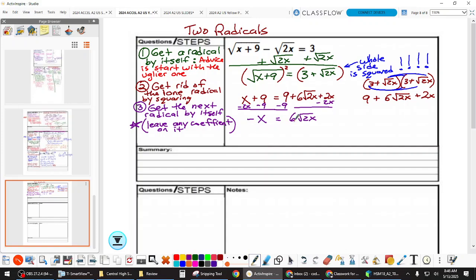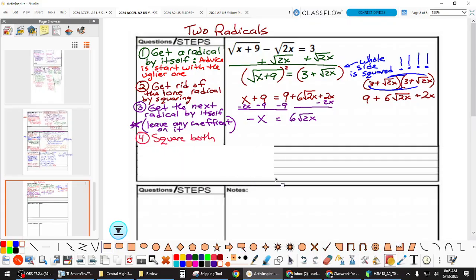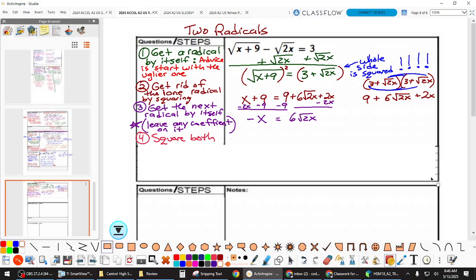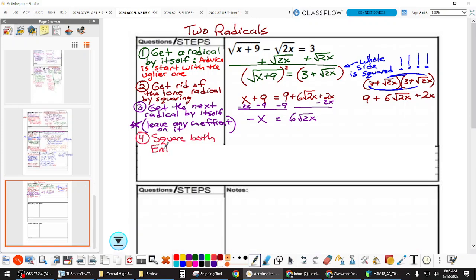Alright, square both sides again. So it's just kind of a repeat of steps 1 and 2. I think it's worth emphasizing yet again that we need to square both entire sides. So the left becomes x squared.